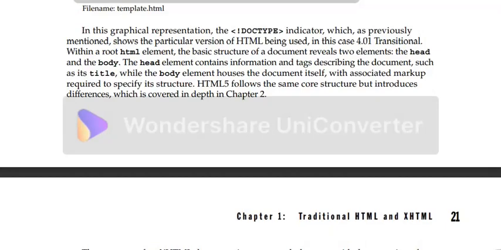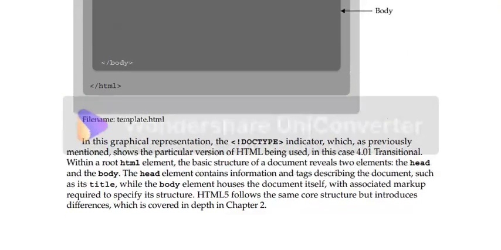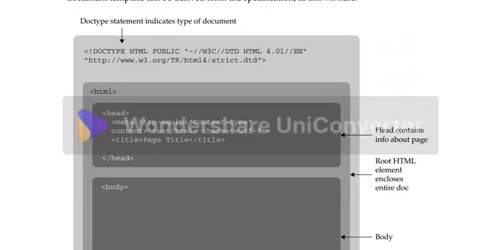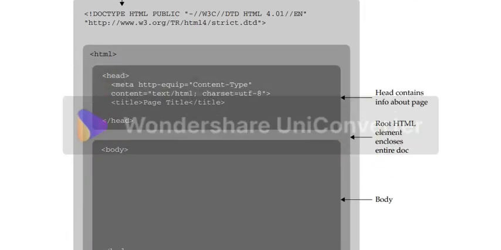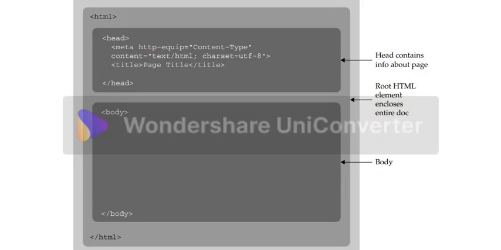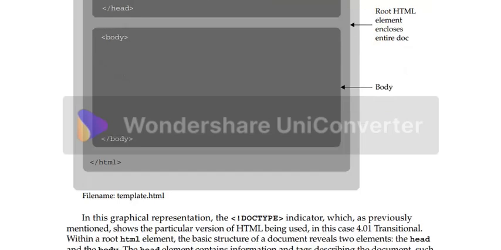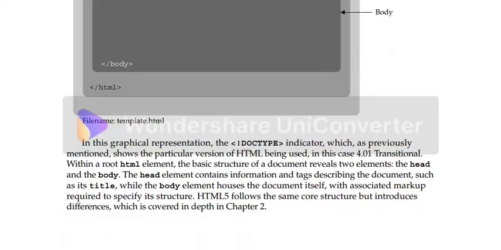Page title. Doctype statement indicates type of document. Head contains info about page. Root HTML element encloses entire document. Body. File name: template.html.